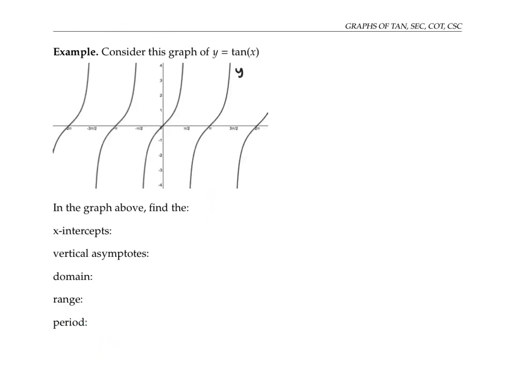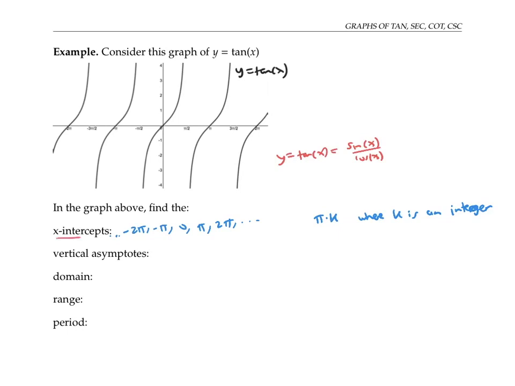In this graph of y equals tan x, notice that the x-intercepts are at values of x of the form negative 2 pi, negative pi, 0, pi, 2 pi, etc. You can write that as pi times k, where k is an integer, that is, a positive or negative whole number or 0. It makes a lot of sense because tangent of x is sine of x over cosine of x. And so you're going to get x-intercepts, that's where y is 0, which is where the numerator is 0. And sine x is 0 at values of the form pi, 2 pi, and so on.